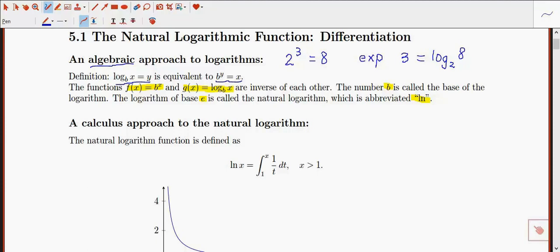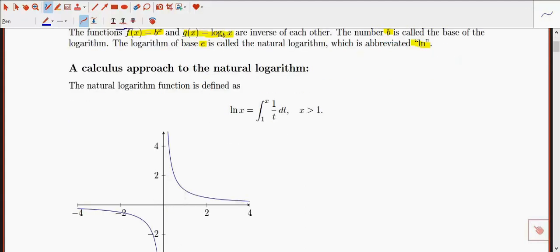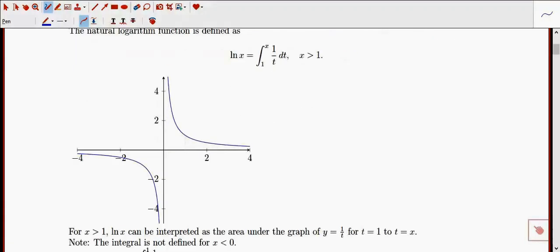The natural logarithm function is defined as an integral from 1 to the variable x of 1 over t dt, where x is bigger than 1. Geometrically, it means the net area under the curve 1 over t in the interval from 1 to x for any x bigger than 1.